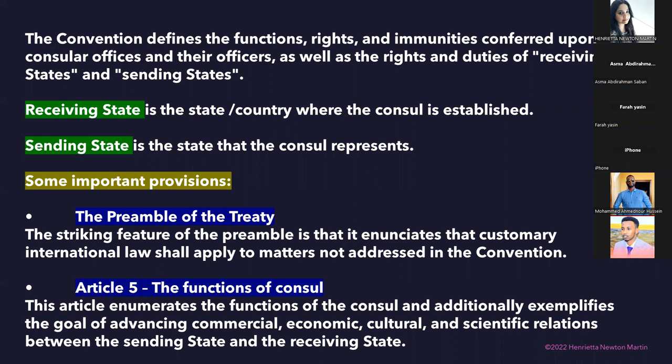Now, some important provisions of this convention: of course, a preamble. The striking feature of the preamble is that it enunciates that customary international law shall apply to matters that are not addressed in the convention, so matters that are not available in the convention can be addressed by customary international law. Article 5 talks about the functions of the consul. This particular article enumerates the functions of the consul and additionally exemplifies the goal of advancing commercial, economic, cultural, and scientific relations between the sending state and the receiving state.